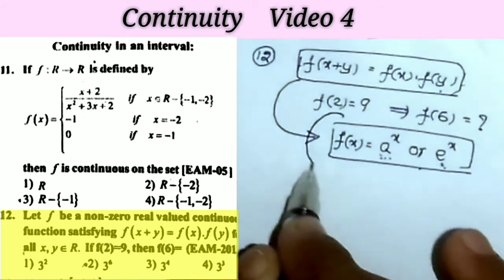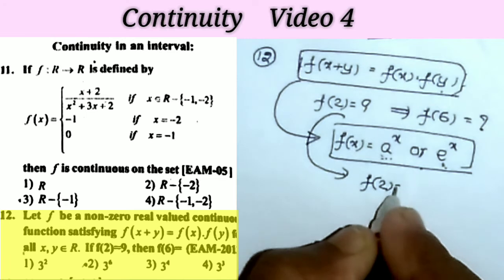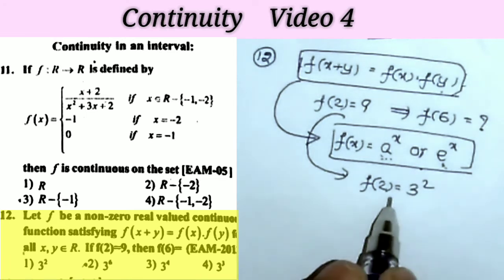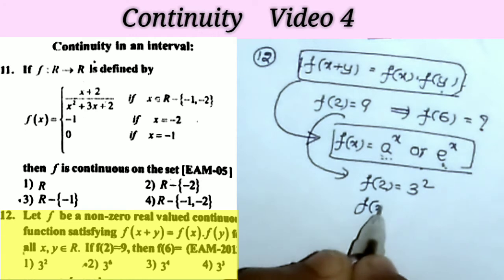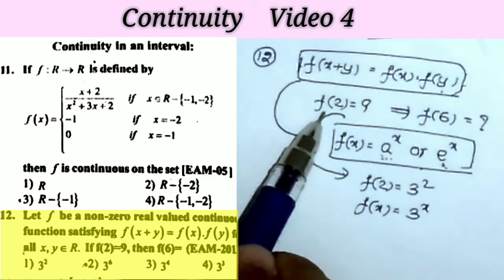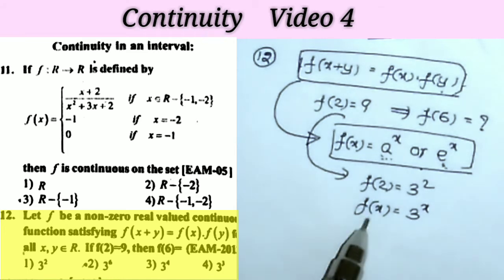Again, what is given? f(2) is equal to 9. That is, I take f(2) = 3². Okay, f(2) is equal to 3², then what is the f(x) function? f(x) is equal to 3^x. Given that f(2) is equal to 9, that is f(2) = 3², from this we can say f(x) = 3^x.